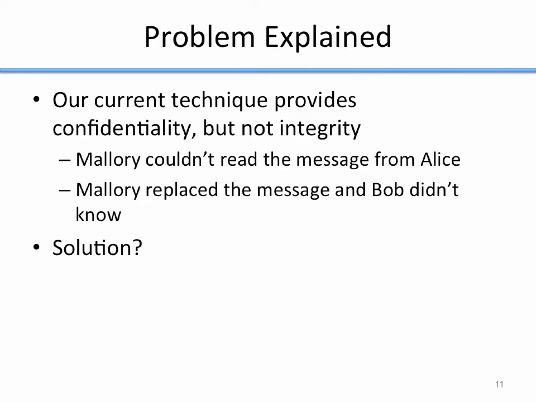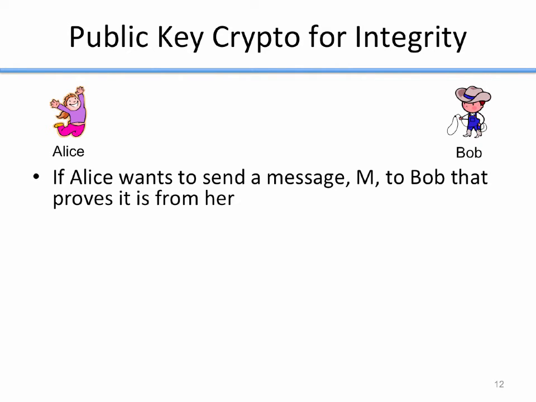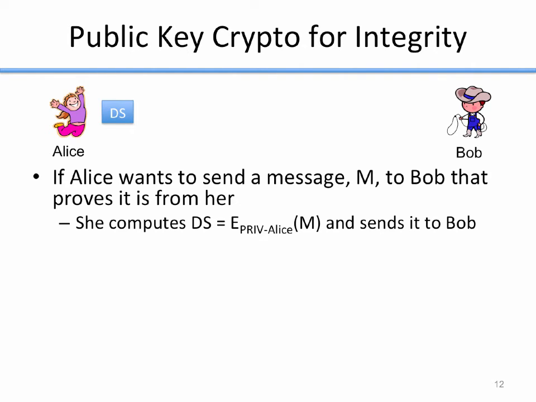So what's our solution to this? Well, how can we use public key cryptography to verify integrity? That's the next answer. So maybe Alice wants to send a message to Bob that proves it was from her. For the moment, we're not going to consider confidentiality at all. The message is not a secret, but the important thing is that Alice wants Bob to know for certain that it came from her and that it wasn't replaced by anybody else. So she's going to compute an encryption with her private key of the message, and we'll call it DS. She's going to send that to Bob.